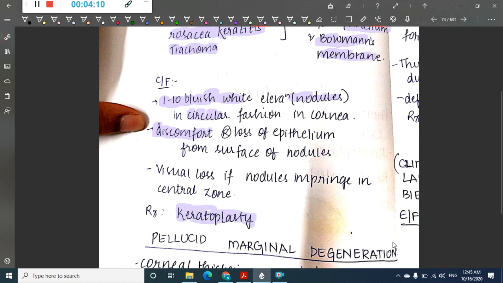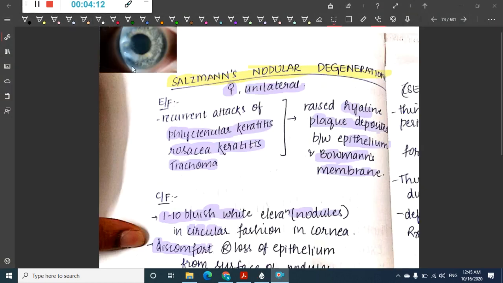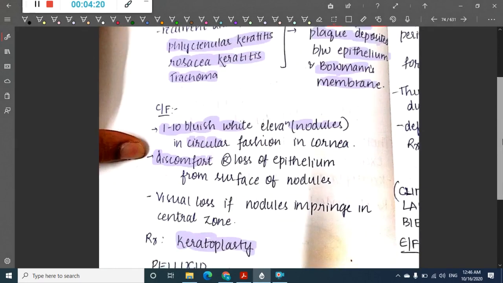Okay, so I will show you the picture, just a minute. So this is the picture showing Salzmann nodular degeneration. You can see these two nodules. So this is about Salzmann nodular degeneration.